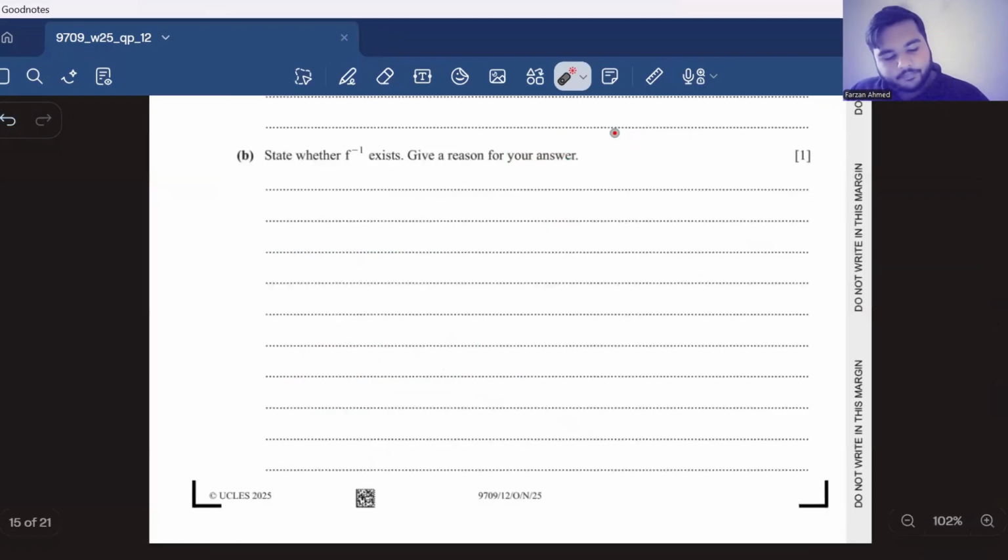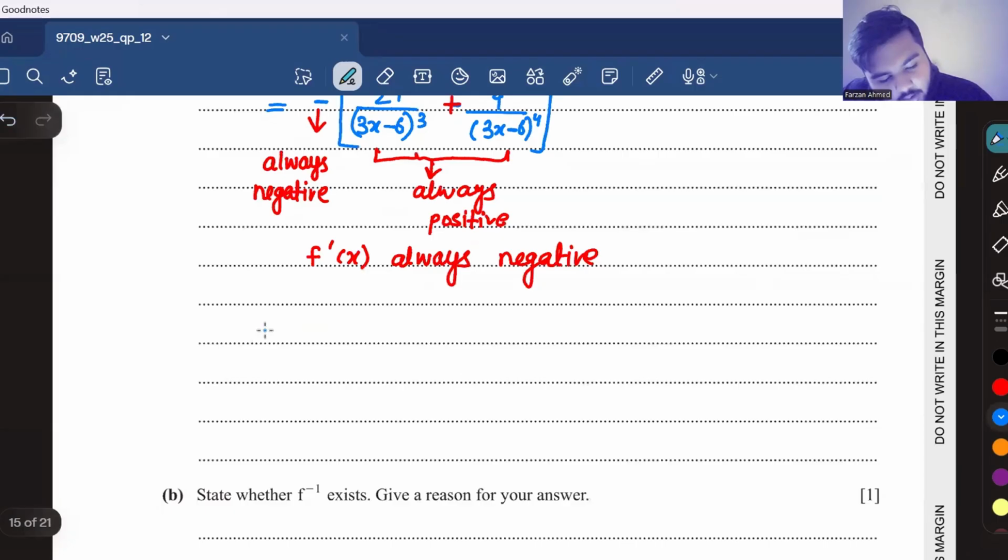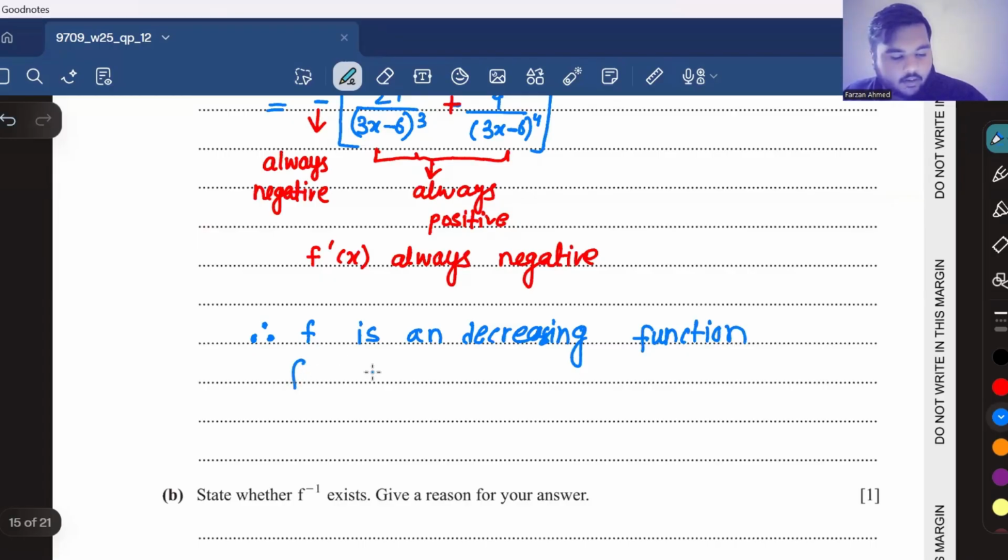So what is the answer? Therefore f is a decreasing function for x greater than 2. This is our final answer. Now moving to part B.